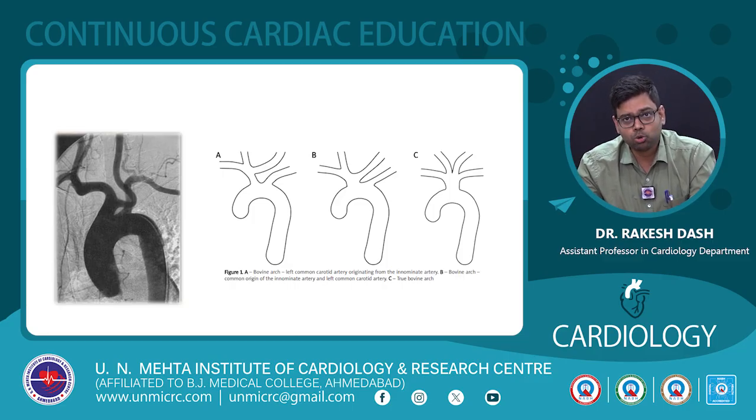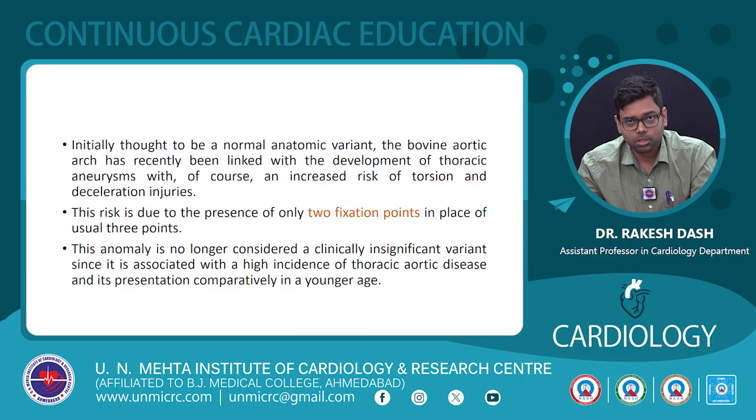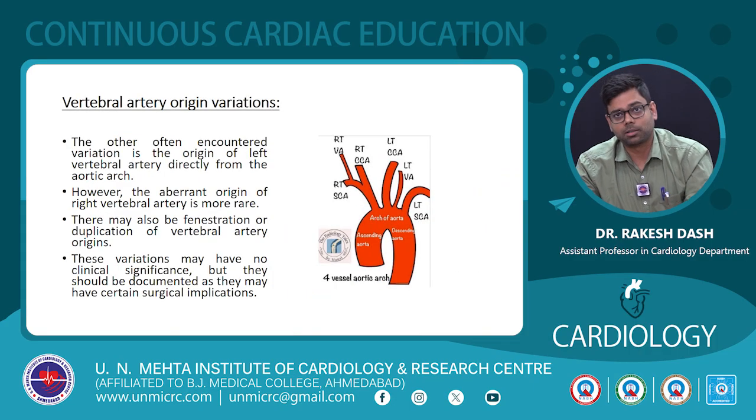And the third one is a true bovine type. In a true bovine arch, all the 4 branches come from a common trunk. So, basically what we encounter is a pseudo bovine arch. It is not benign actually. Bovine trunk is not benign because there are only 2 fixation points and there is a chance of thoracic aneurysm formation in case of a pseudo bovine aortic arch.